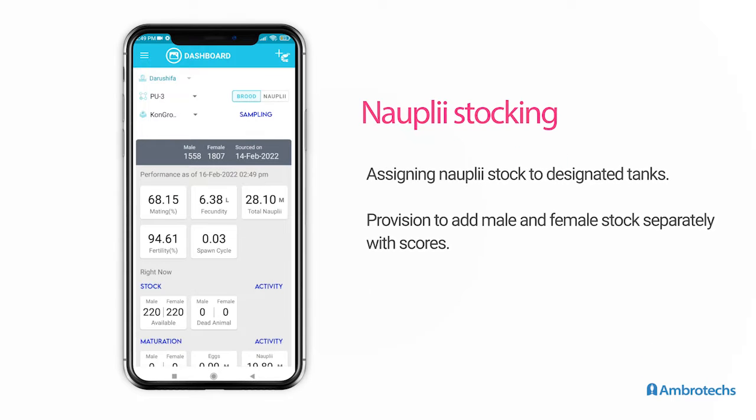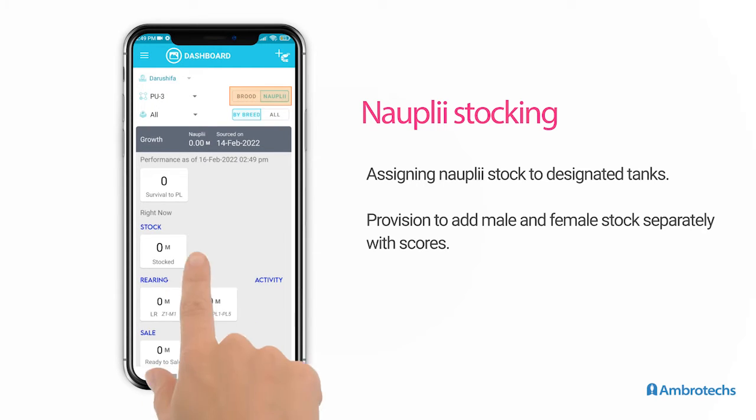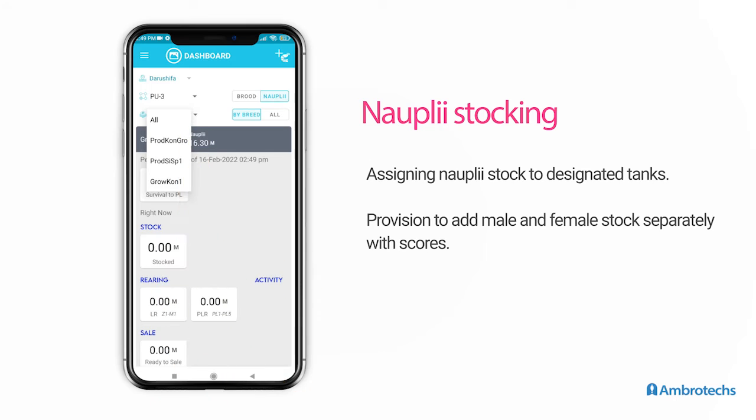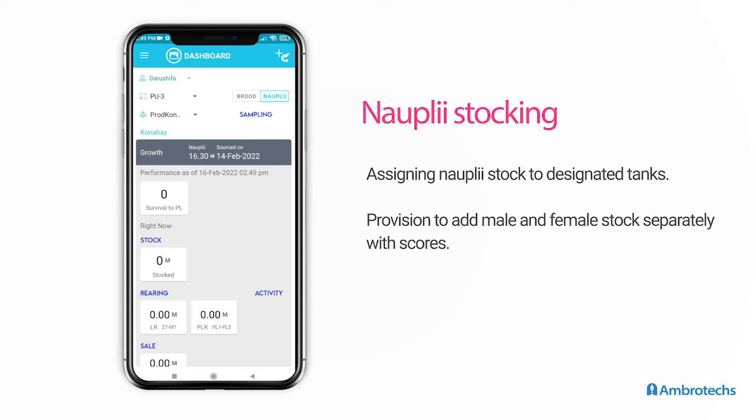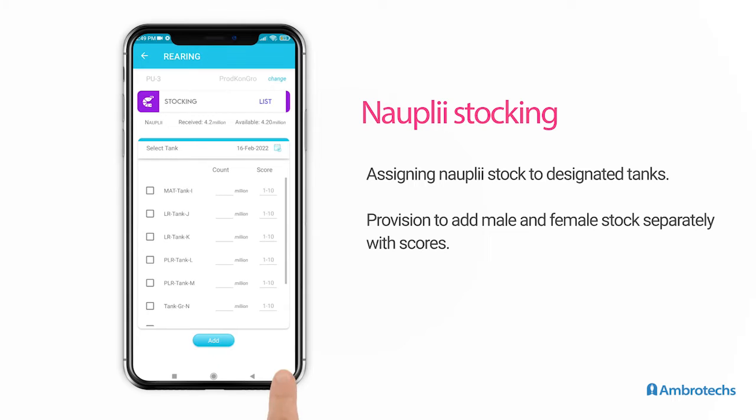In the dashboard, select Nauplii in the Brood/Nauplii tab. Select the Nauplii batch. On selecting the Nauplii batch, the available Nauplii and its other data of the batch is displayed. Click on the stock icon. The stocking page will be displayed.